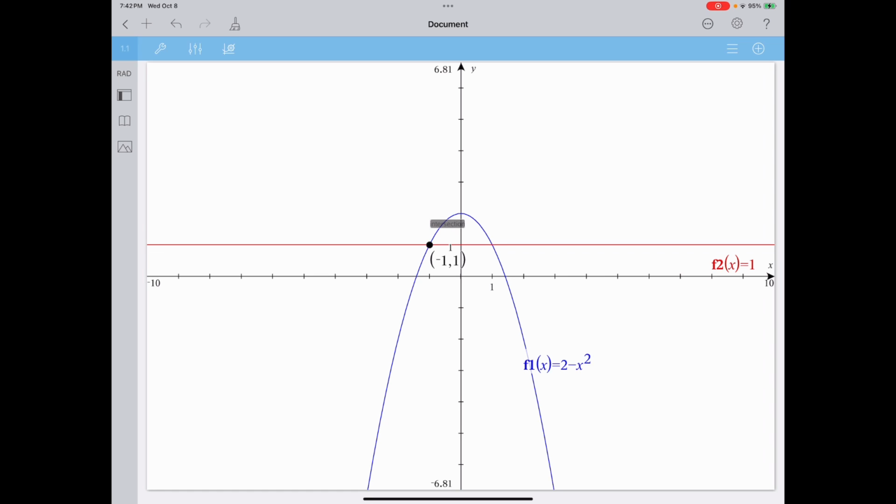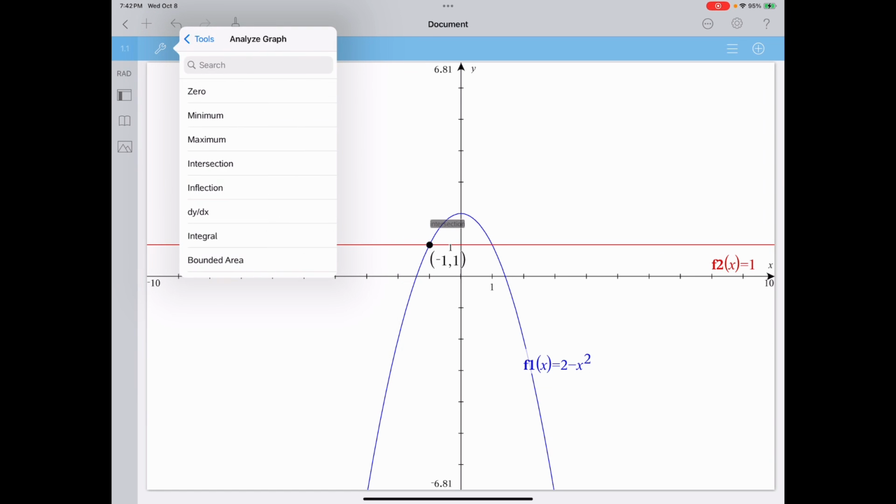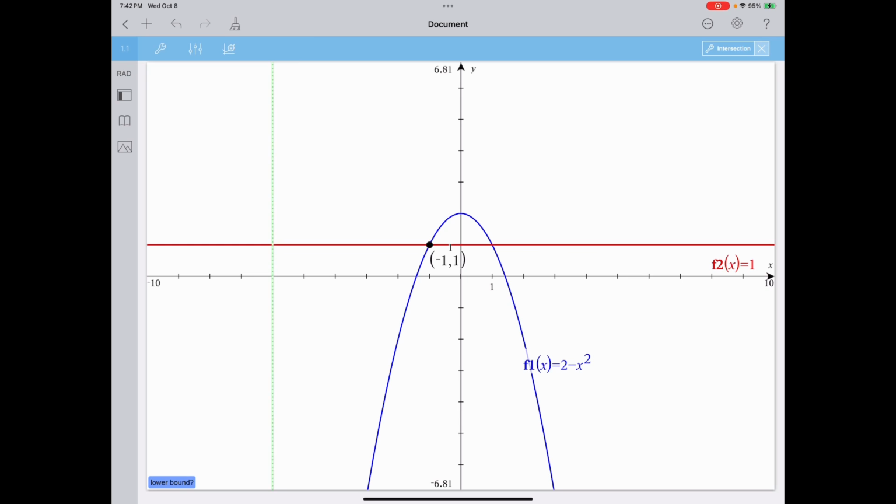Then we're going to do that same thing again, Analyze Graph, Intersection. This time we're going to move the intersection over toward the end point, and we'll hit intersection again, and we see that that point is 1, 1. So that's how we have found the beginning and end points of our integration right on the graphing tool.